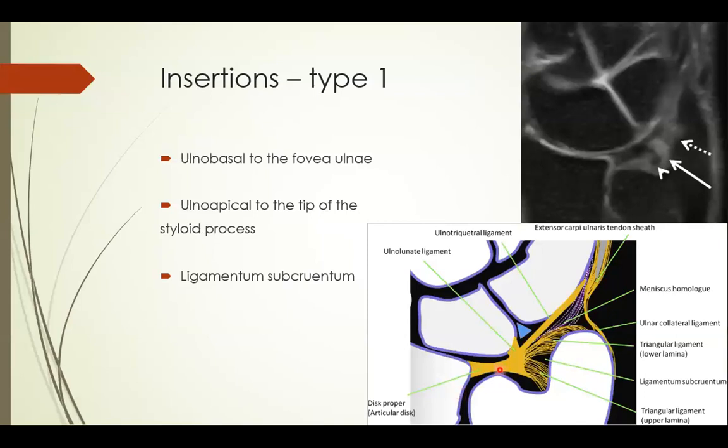Type 1 is where it divides into two laminae, the lower lamina over here, lower being the distal, and the upper lamina over here, upper being the most proximal. Now the upper lamina is also called the ulno-basal, and the lower lamina is also called the ulno-apical, attaching to the tip of the styloid. The gap in between is completely filled by vascularized connective tissue, and together with the vascular supply that is supplying the disc, the folded tissue has been termed the ligamentum subcruentum.